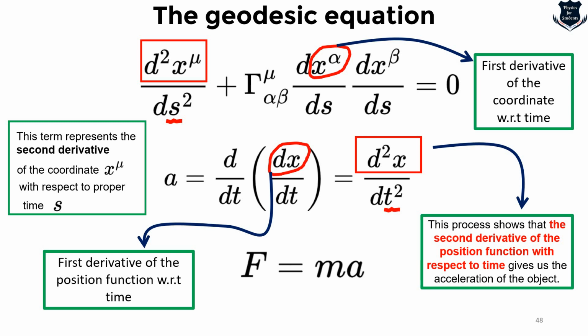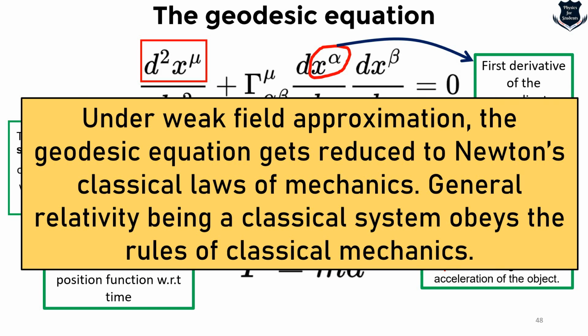From there we take this understanding that under the weak field approximation, that is, gravity is low and there's a little amount of dust, etc., the geodesic equation gets reduced to Newton's law of classical mechanics and vice versa, and we have established that general relativity, being a classical system, obeys the law of classical mechanics.